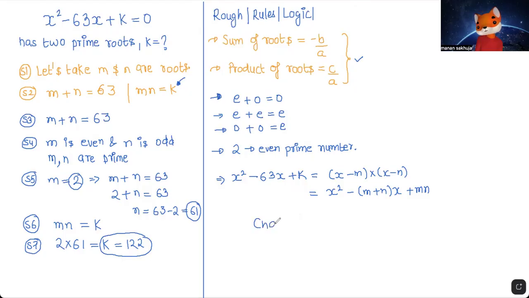Now students, again, a small challenge for you if you understood this whole process. Let's say x square minus 19x plus t is equal to 0 has two prime roots. Find out the value of t.